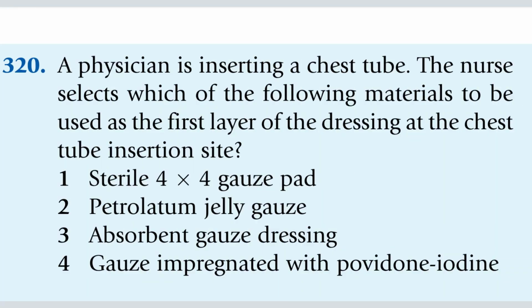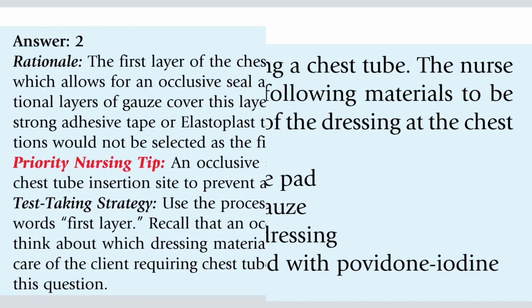320. A physician is inserting a chest tube. The nurse selects which of the following materials to be used as the first layer of the dressing at the chest tube insertion site. 1. Sterile 4x4 gauze pad. 2. Petrolatum jelly gauze. 3. Absorbent gauze dressing. 4. Gauze impregnated with povidone iodine.